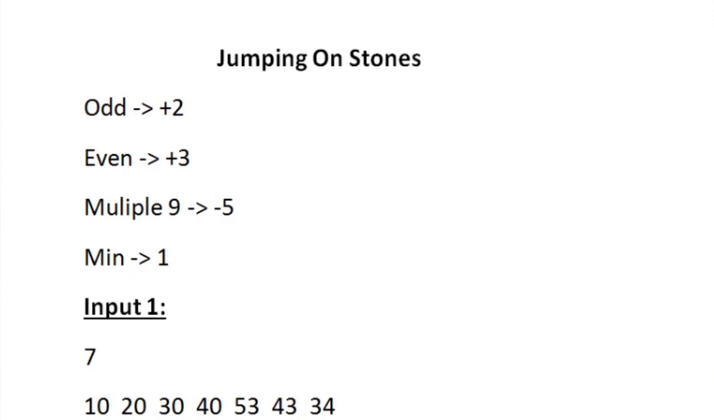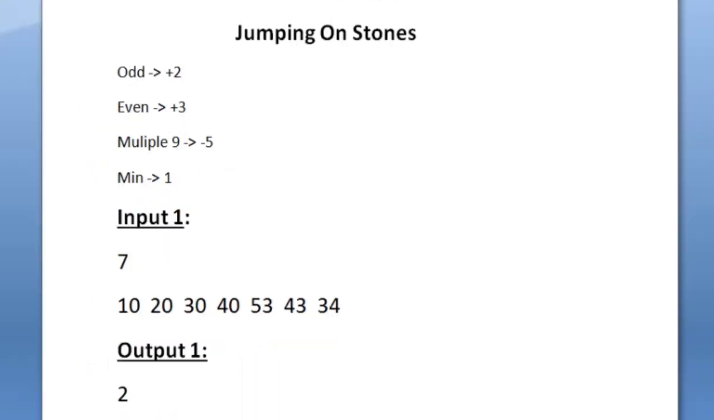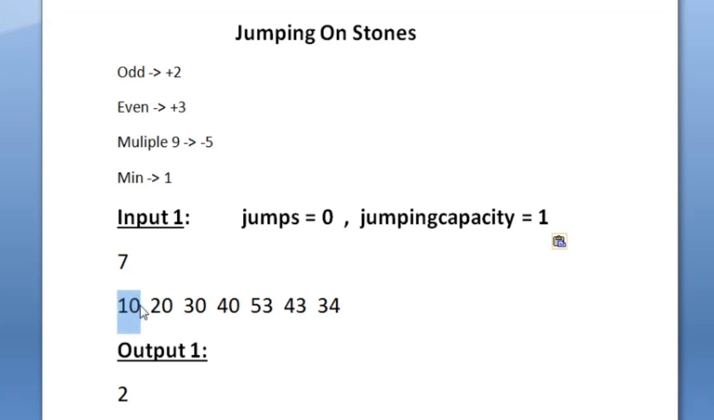Now let us see our sample input. This is sample input 1, and initially the number of jumps is equal to 0 and the jumping capacity of the boy is equal to 1. When he starts, the first stone is an even stone. When he is on an even stone, his jumping capacity increases by 3, and his current jumping capacity is 1. So the jumping capacity will be 3 plus 1, which increases to 4.